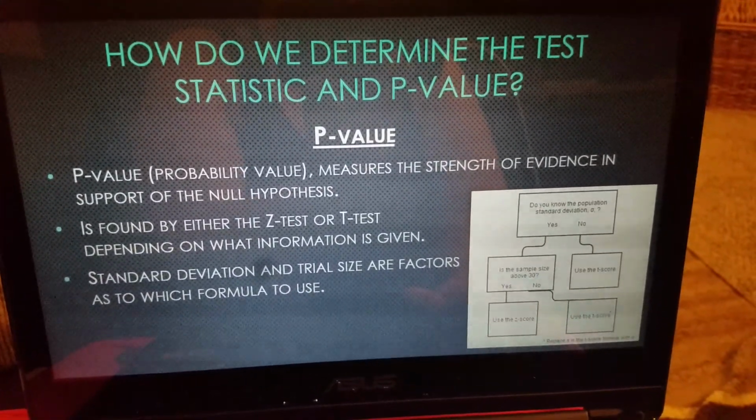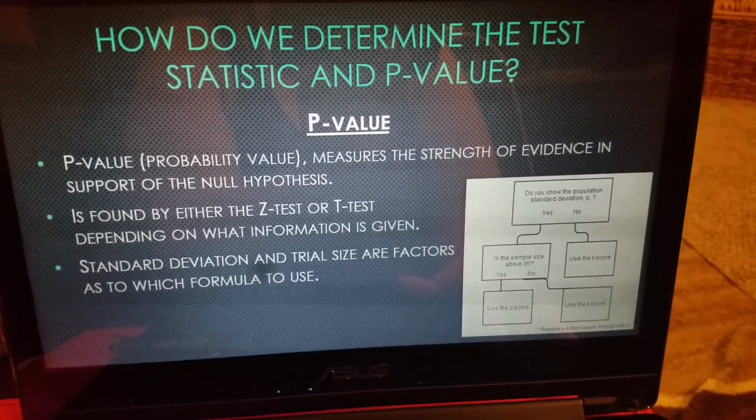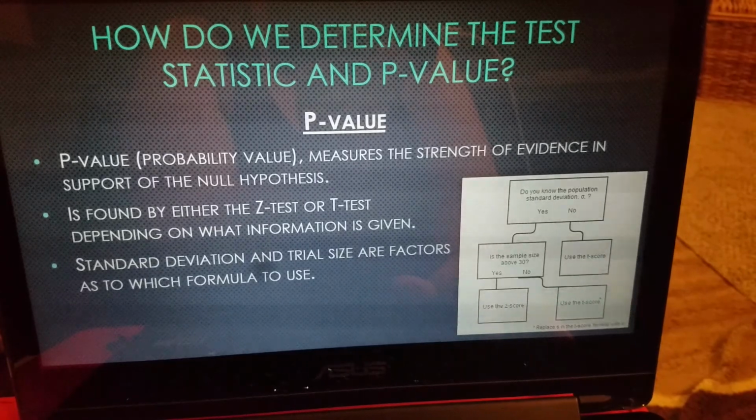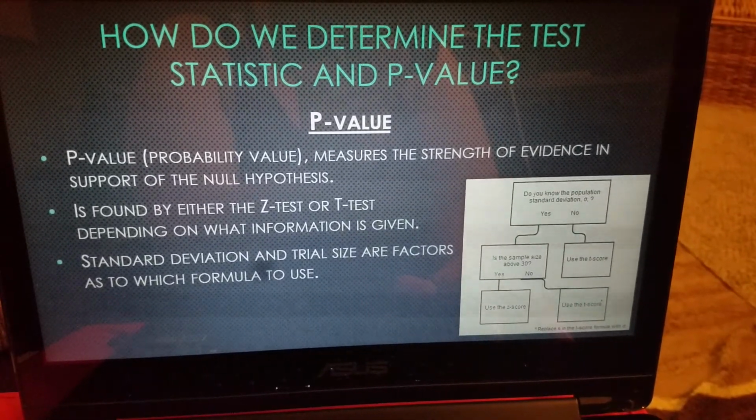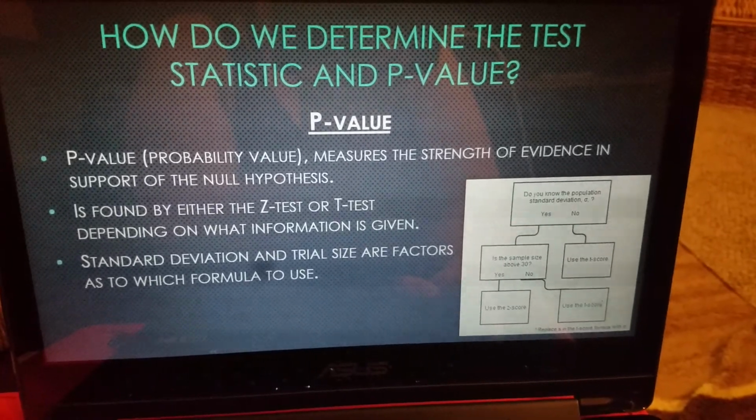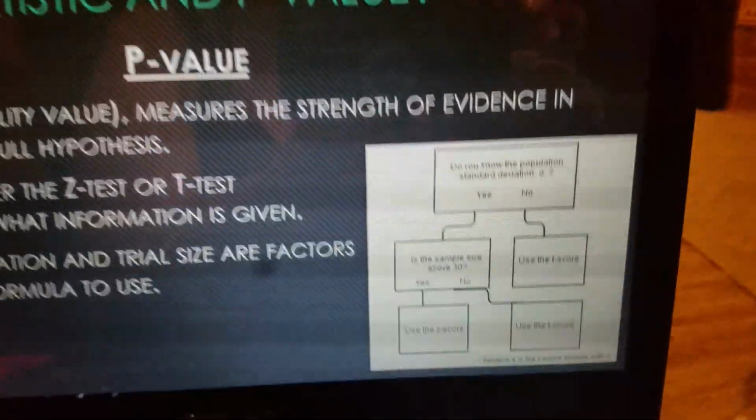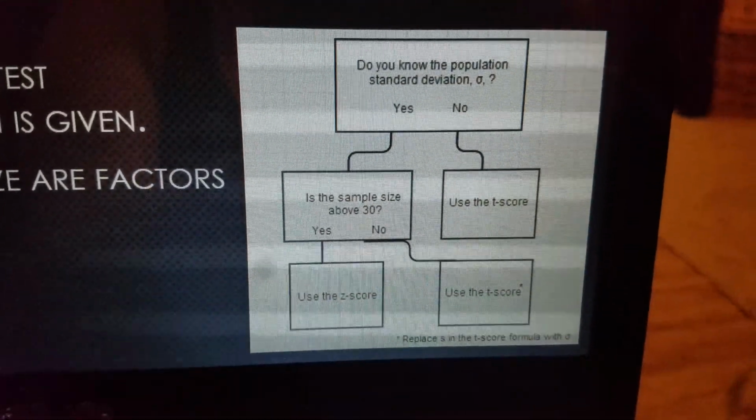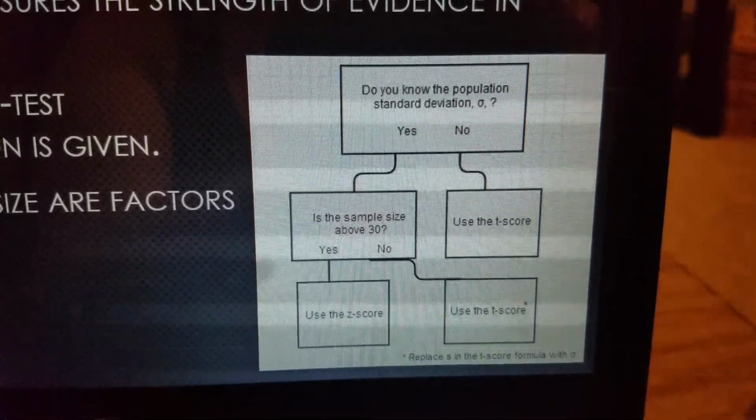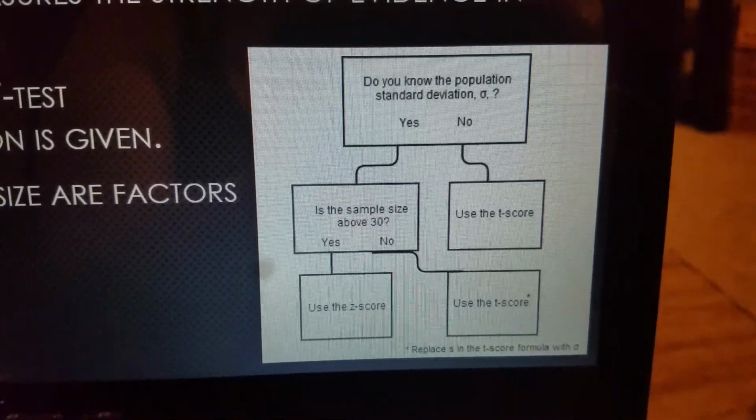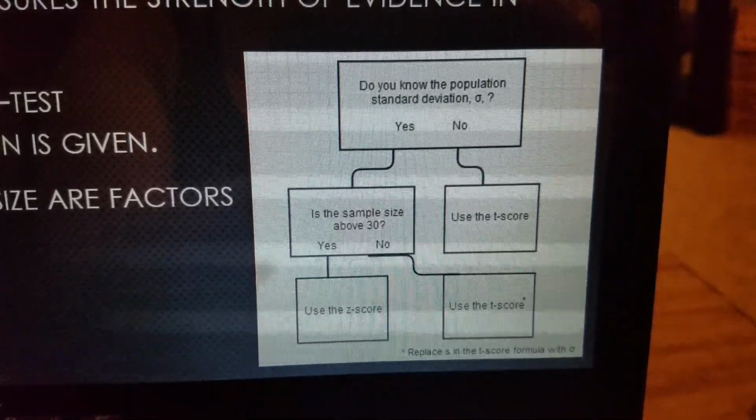What is a p-value? A p-value is also a probability value. It measures the strength of evidence in support of the null hypothesis. It's found by either using a z-test or a t-test, depending on what information you are given. Standard deviation and sample size are factors of which formula to use. Here is a nifty little guide that tells you what to do if you have a standard deviation or not, and about the sample size, if it's too small or too large, if you're supposed to use a z or a t-score.